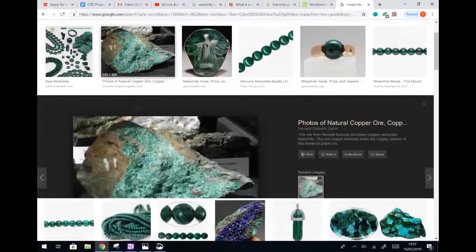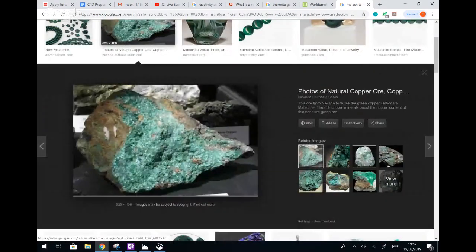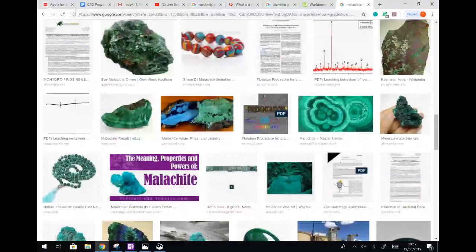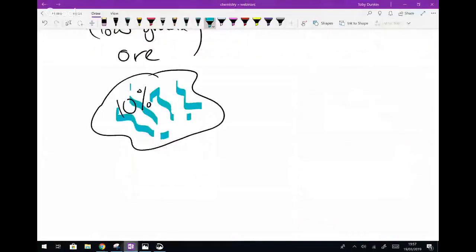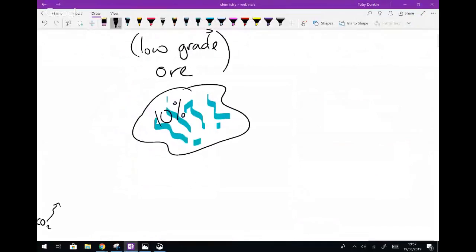The difference is most of the rock is just dirt. This is really bad quality. This doesn't have a huge amount of green in it. It's mostly sand. So, usually not worthwhile. But we came up with a new method.